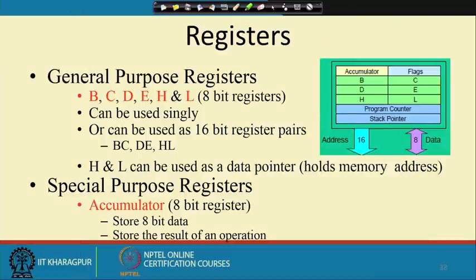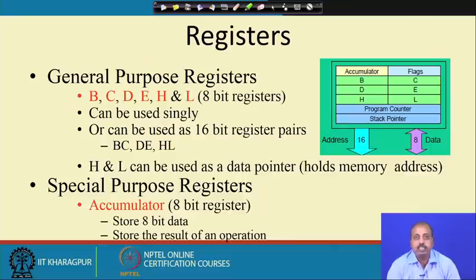So, as far as the users are concerned, they will see these registers: the accumulator, flags, B, C, D, E, H, L. Out of these, B, C, D, E, H, L are called general purpose registers. General purpose registers are normally used for ALU operations. All of them are 8-bit registers and can be used singly. You can use one register as an 8-bit register, or you can use them as 16-bit pairs like BC, DE, HL. H and L can also be used as a data pointer.